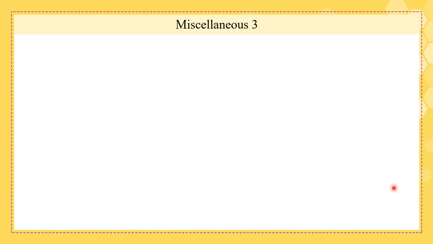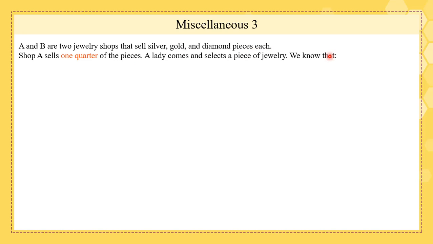Now let's see the last application. A and B are two jewelry shops that sell silver, gold, and diamond pieces each. So each shop sells silver, gold, and diamond pieces. We know that shop A sells 1/4 of the pieces. Now from here, if shop A sells 1/4, this means that shop A bar, which is B, sells 0.75 of the pieces. Now LAD comes and selects a piece of jewelry.